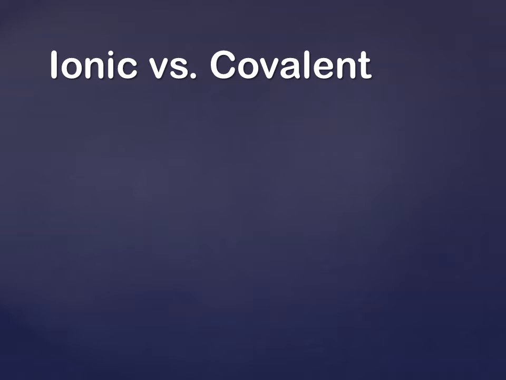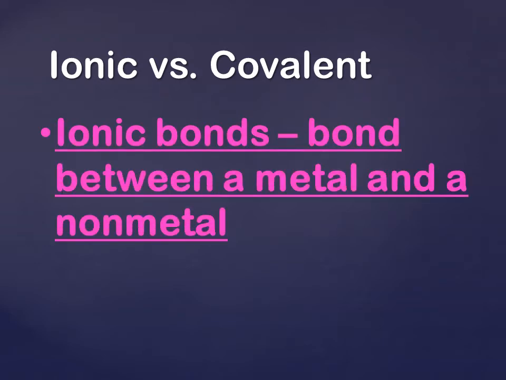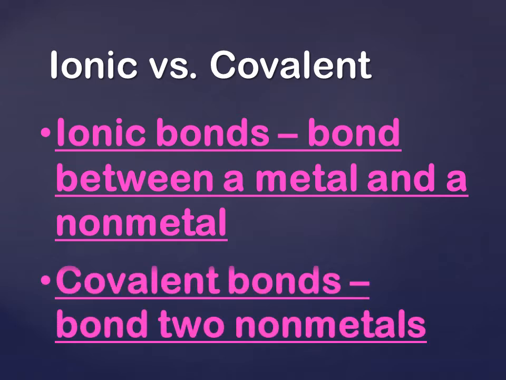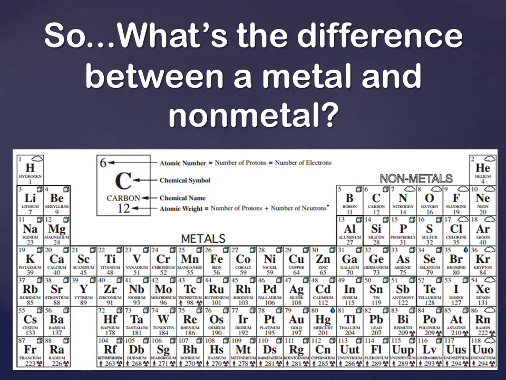Okay, so now let's talk about ionic versus covalent. An ionic bond is a bond between a metal and a nonmetal. It's really that simple. And a covalent bond is a bond between two nonmetals. So that's how you figure it out. You see what kind of elements there are. If it's a metal and nonmetal, it's ionic. If it's two nonmetals, it's covalent.